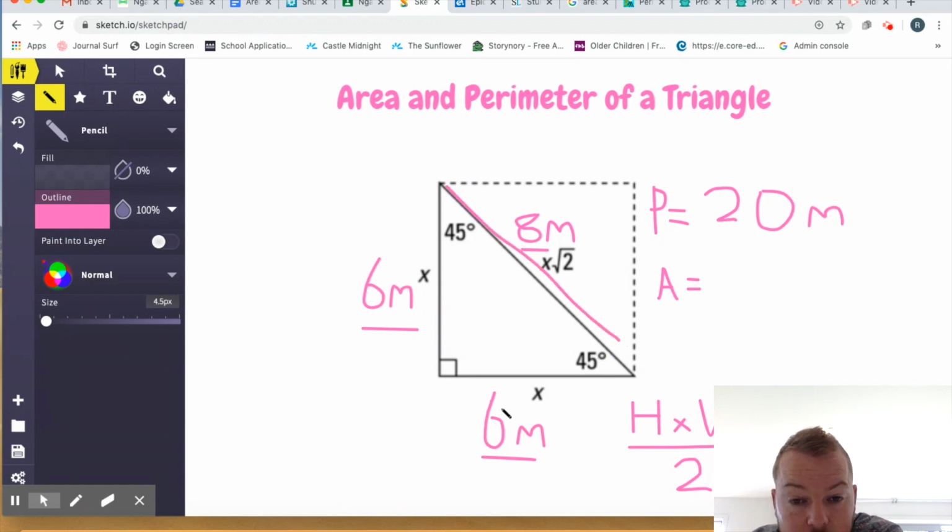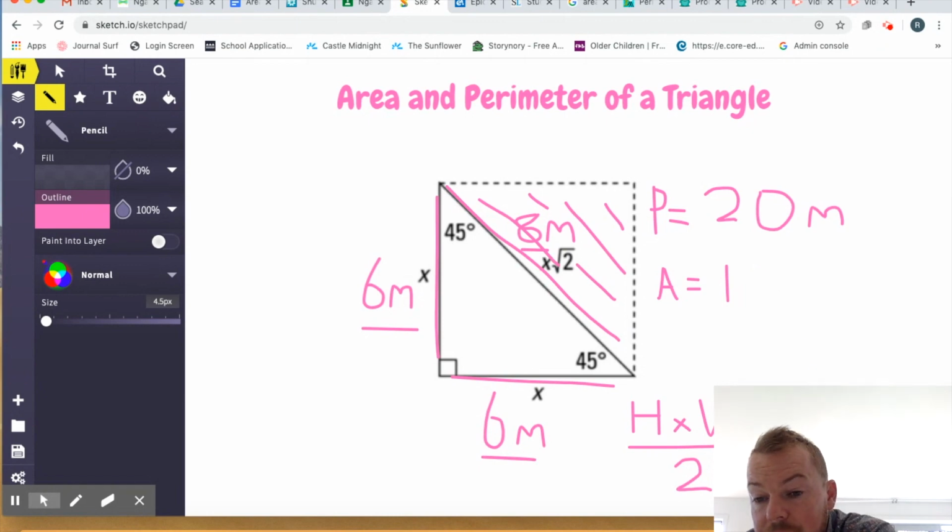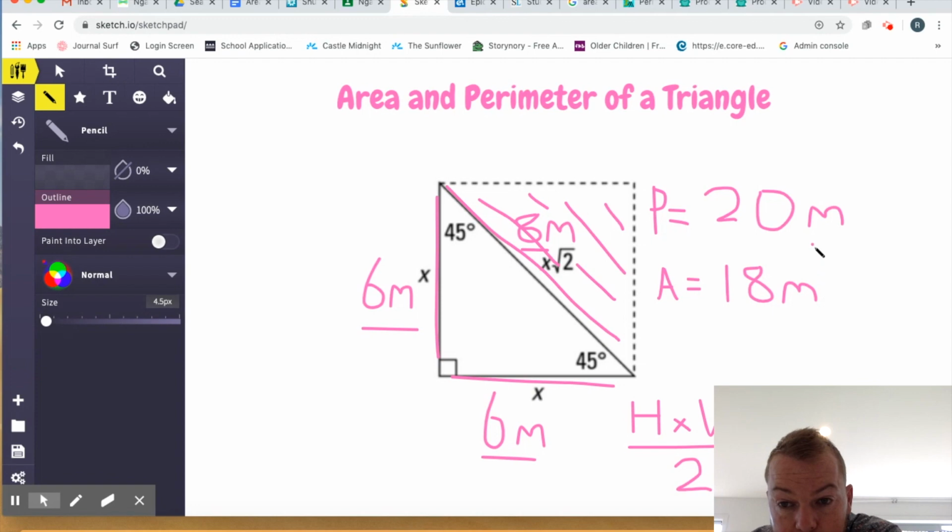If I do this height times width, the 6 by 6, it's going to give me the area of the whole square, all of it included. I don't want all of that, I only want the half of it that's making up my triangle. So in this case, my height and my width is going to give me 36, because 6 times 6 is 36. And then I divide it by 2, or I halve it, and I know that it's going to be 18, because half of 30 is 15, and half of 6 is 3. Put those together and get 18. And again, it's 18 meters, that's my unit, and again, squared.